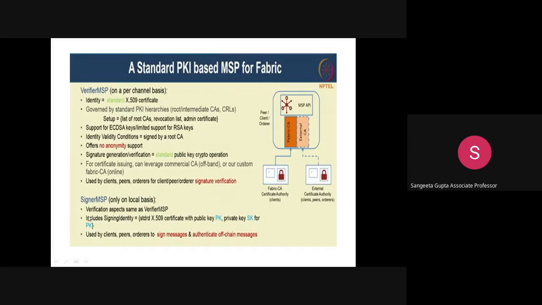Then coming to the signer end, more or less it will be just the same, but here verification is carried out in the same way as done for the verifier MSP. What additional things are used here? Here, the standard X.509 certificate with public key and private key associated with that particular public key will be added. The public and private key pairs are included in the certificate in order to speed up the process of cross verifying the users. So this is just a simple representation of the PKI based MSP for the Fabric environment.